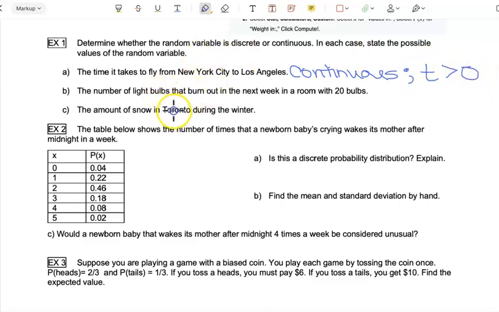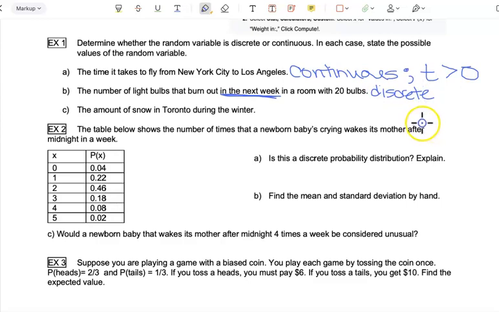Part B, the number of light bulbs that burn out next week in a room with 20 bulbs. Most of the time, your light bulbs don't burn out super quickly. So this says in the next week. This is forcing us to have a value. The number of light bulbs is something that we count, not something that we measure. So that part makes it discrete.